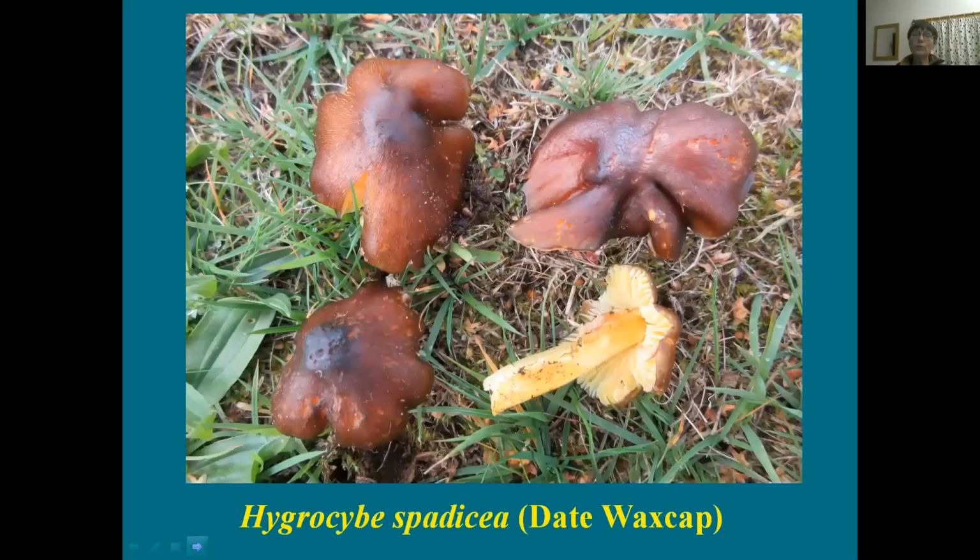Oh, and just to throw this one in, if by any chance you happen to find it, this is a priority species. This is the date wax cap. Looks a bit like a blackening wax cap, but it doesn't blacken. It's this lovely date brown on the cap and then yellow underneath the cap. The gills are yellow and the stem is yellow. It's a beautiful thing. I suspect it's quite a rare fruiter. No idea how rare it is below ground.